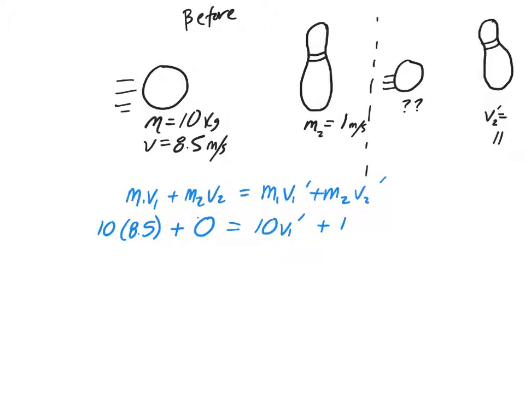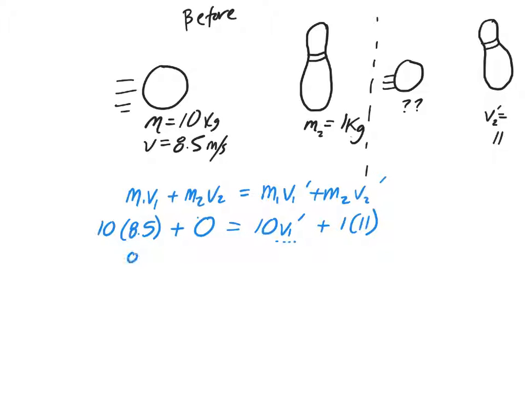Oh my goodness, I just wrote that in meters per second. Jeez. Okay, so kilograms, sorry. So the mass is 1, and the velocity afterward is 11. Okay, so now we're going to try and solve for this velocity here.